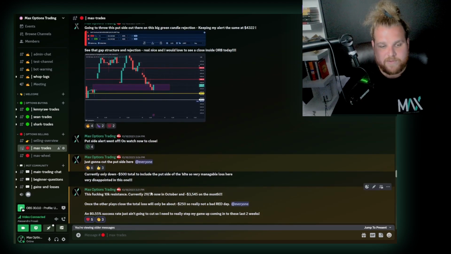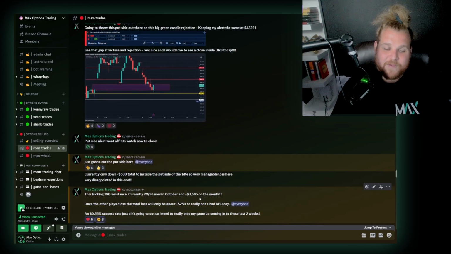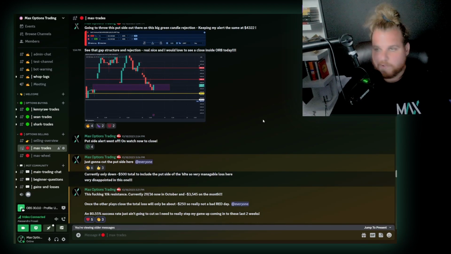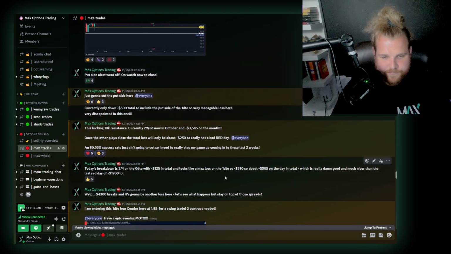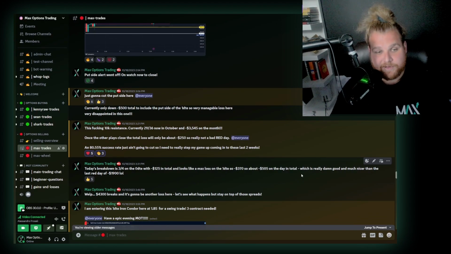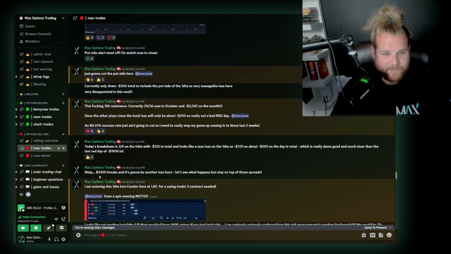Now you can see my win rate is going down and I'm down 35.45 on the month. Not good, but I managed the risk totally well and we took a smaller loss. Wasn't 5,000, wasn't 2,000, wasn't 2,000, $500. So that's pretty damn good. Max loss about 370, minus 505 on the day, which is really good. Like I just said, it's 4,300 and it's going to be another loss here. Let's see what happens, but stay on top of those spreads.